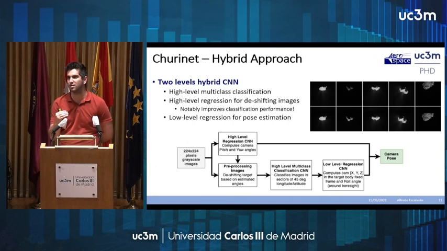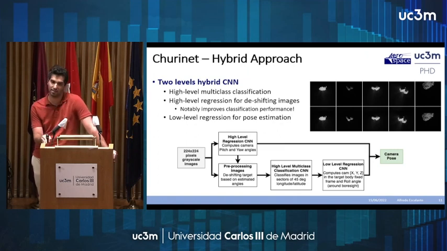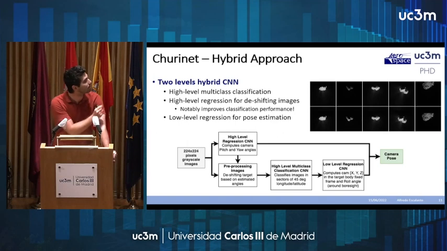So we use a 2 level neural network. We have a high level, which is a multi-class classification network, which will estimate the sector of the 3D space around the target, and provided the output of this classification network, the image will be sent to a second low-level regression network. So we have a set of low-level regression networks, each trained just for one specific sector of the 3D space. And this low-level regression network is able to estimate accurately the position and also the roll angle around the camera.